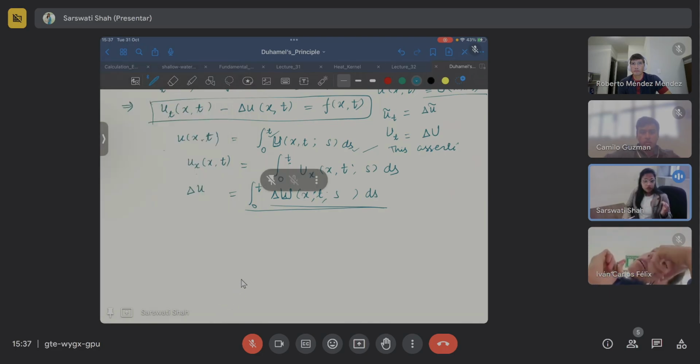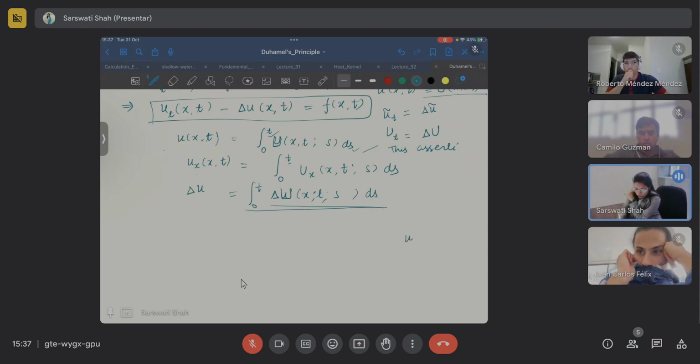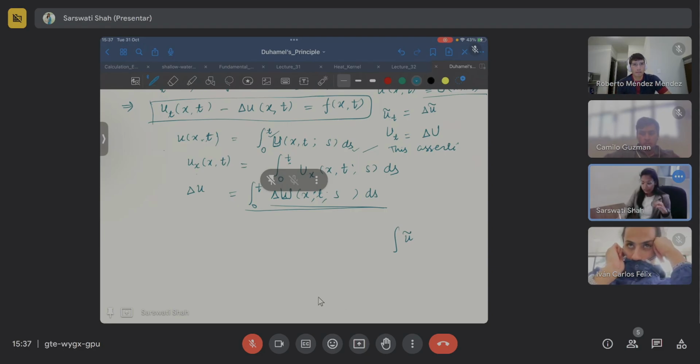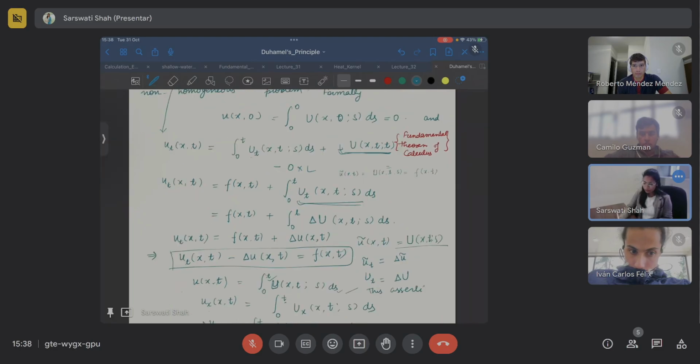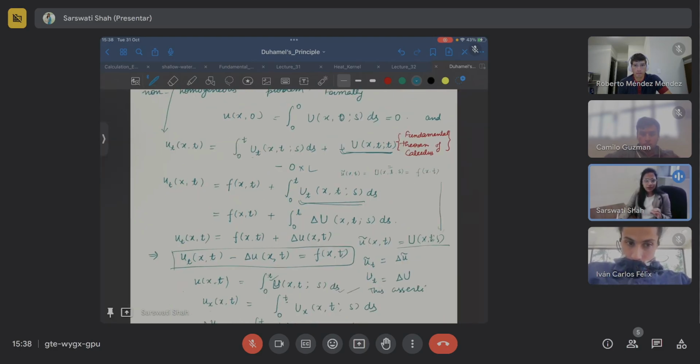So when you express the non-homogeneous heat equation in terms of the homogeneous heat equation, then you know that the integration of the solution of the homogeneous heat equation is going to be the solution of the non-homogeneous heat equation. And how do you prove it? You know the proof. You have to use the fundamental theorem of calculus, and the proof is very easy.